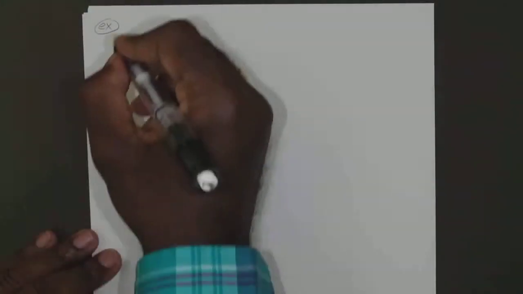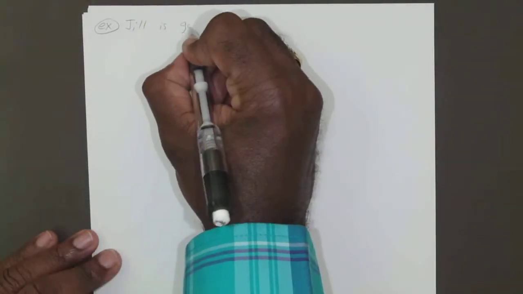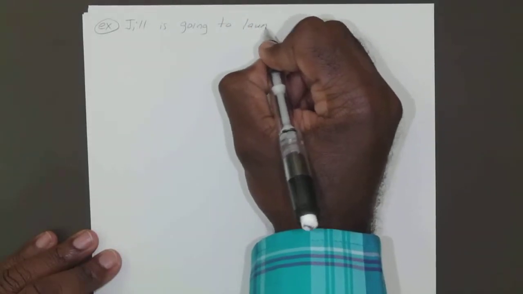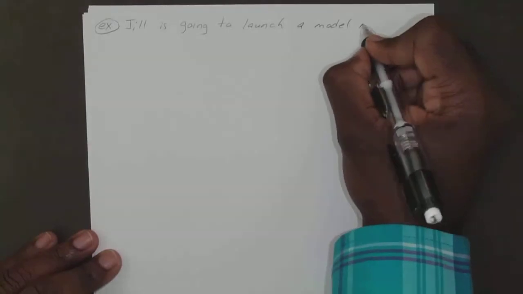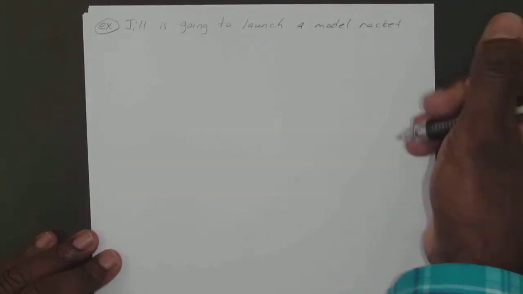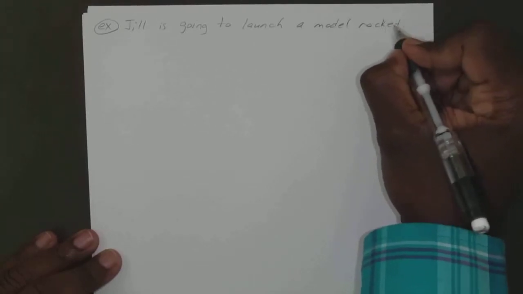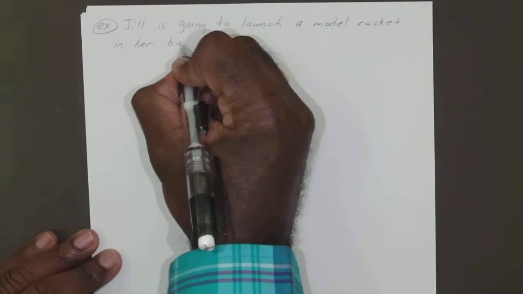Okay, so let's say, for example, Jill is going to launch a model rocket in her backyard.